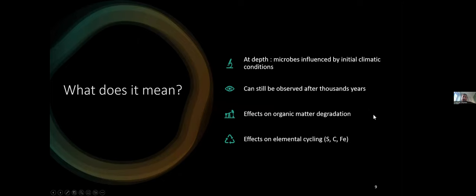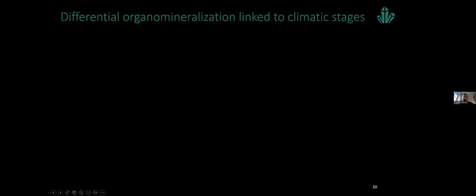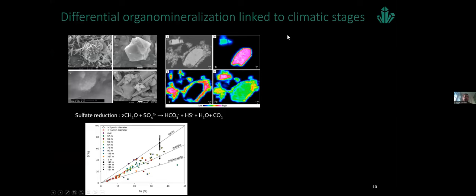This activity has an effect on organic matter degradation. It varies whether we are in dry or humid periods, and it affects also the elemental cycling of sulfur, of carbon, and potentially of iron. And I just want to show you an additional study we did here, focusing on the diagenetic minerals precipitating in the sediment of the Dead Sea, and in particular on iron sulfides that are formed by the process of sulfate reduction. Degradation of organic matter through the reduction of sulfate that leads to sulfide.